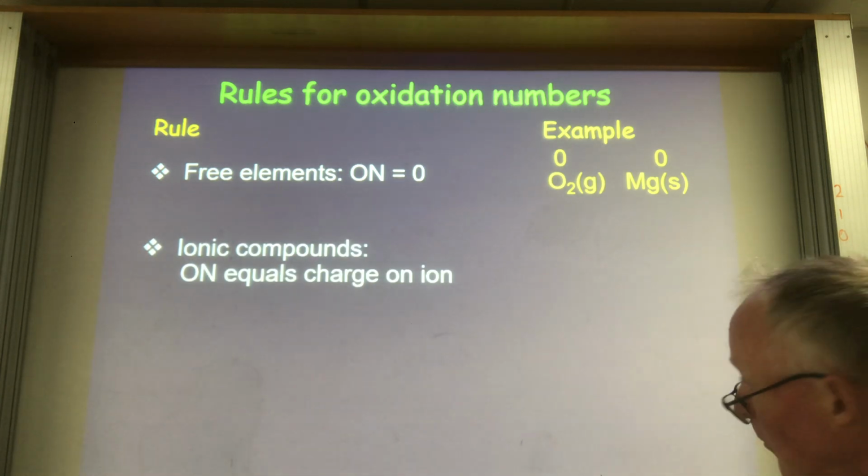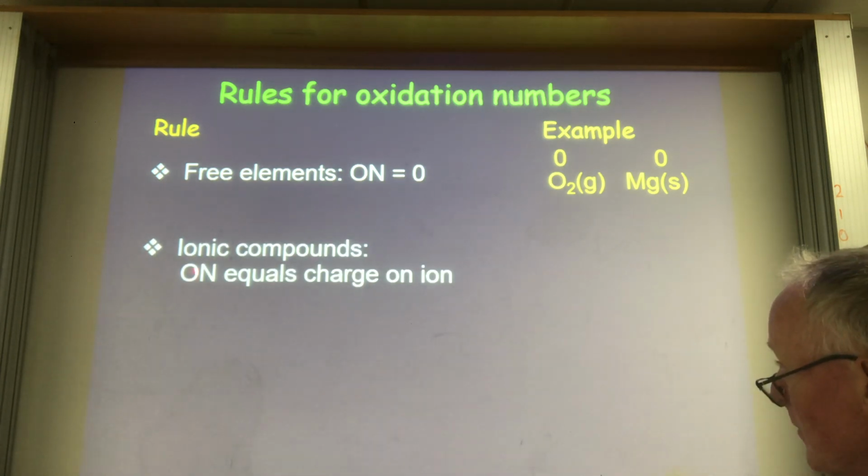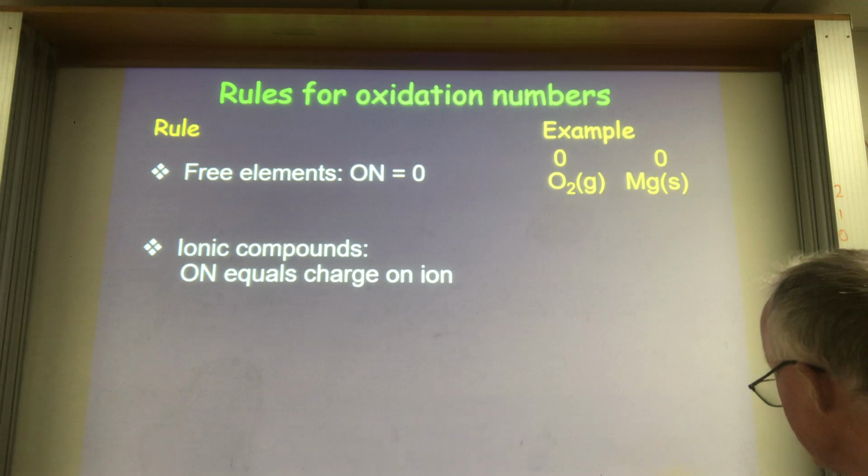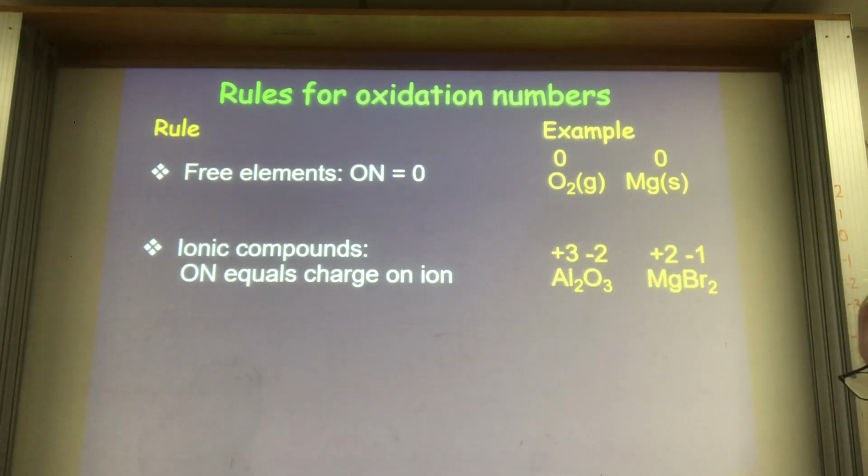If it's an ionic compound, then the oxidation number equals the charge on the ion. Because you all know your valencies, that'll be easy to work out. Aluminium oxide is made up of Al3+ ions with an oxidation number of +3, oxide ions -2, magnesium bromide 2+ and 1-, etc.